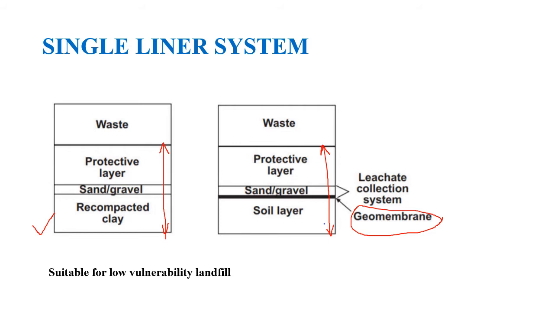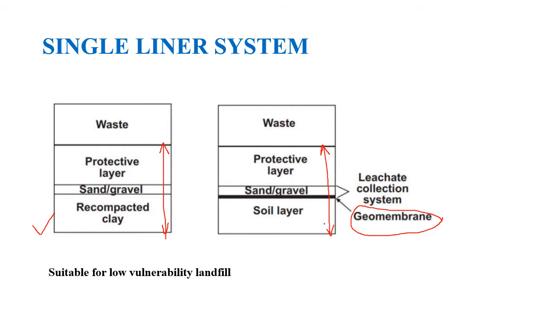So these are the two different sections in which a single liner system can exist. Basically, it has shown one section made up of only natural materials, and then in the other system it has shown the incorporation of a geosynthetic material within the single liner system.